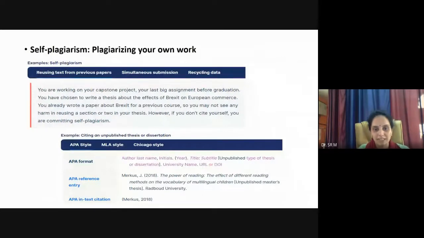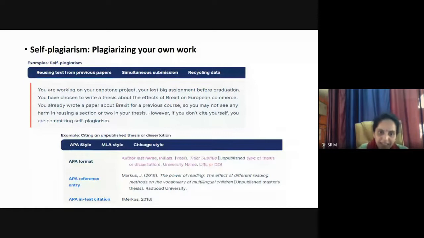At first, we will write the author's last name, the initials, the year the work was done, then the title, followed by the subtitle, and then in brackets we will write unpublished thesis type. Then the university name where we have submitted this, and the URL or the DOI would be there.